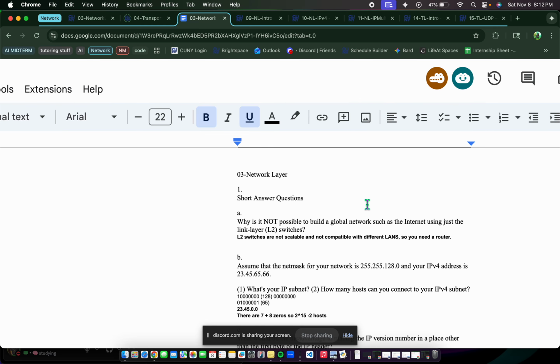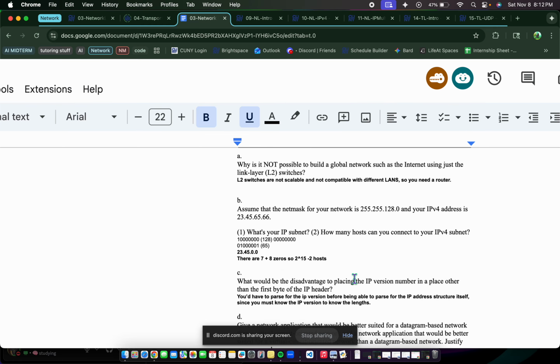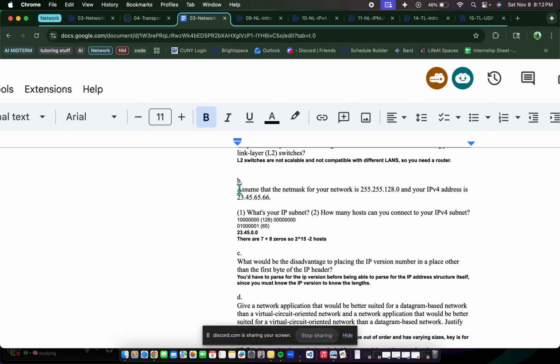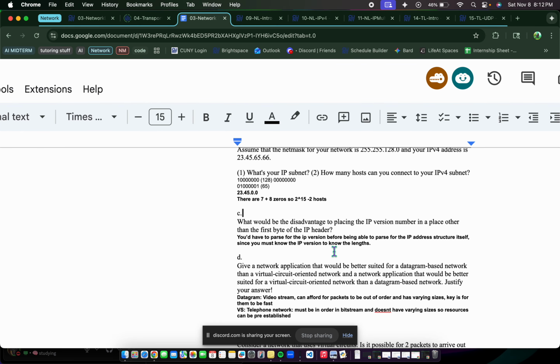If they ever ask how many hosts can connect, you just want to see how many of these zeros are available. This is a question that will probably appear. He went over it, like, how many hosts can I make if I divide this into 4 subnets? There are more questions on this later on.